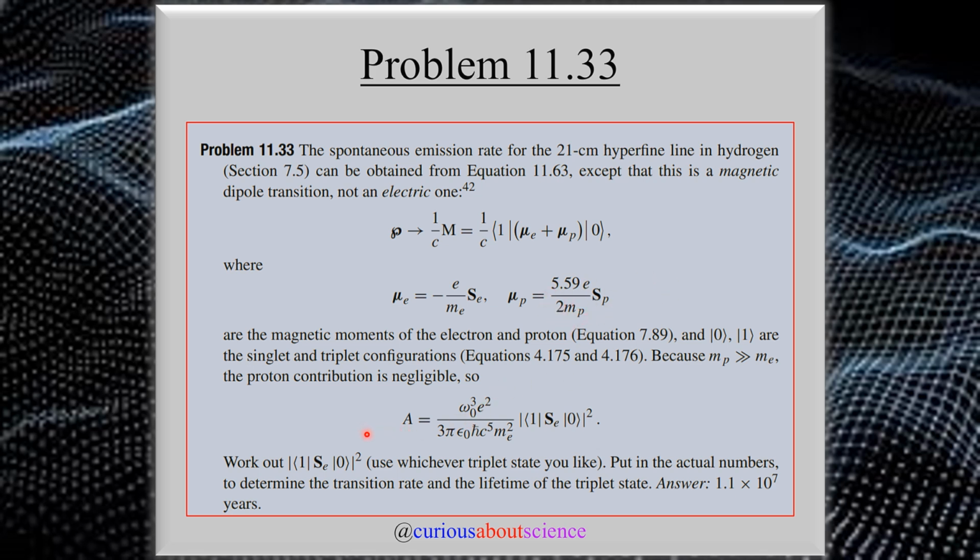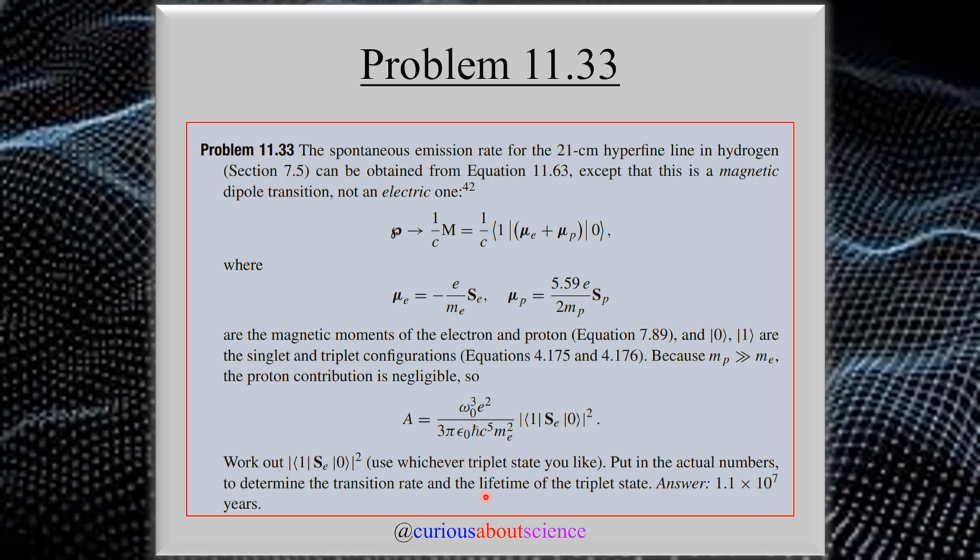And so the spontaneous emission rate here is given as such, where this is the matrix element that we need to find. And so the task is to work this out, use whichever triplet state you'd like, and put in actual numbers to determine the transition rate and the lifetime of the triplet state. And the answer is given here.